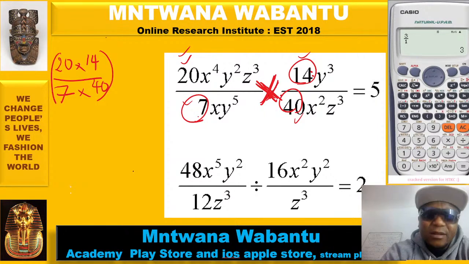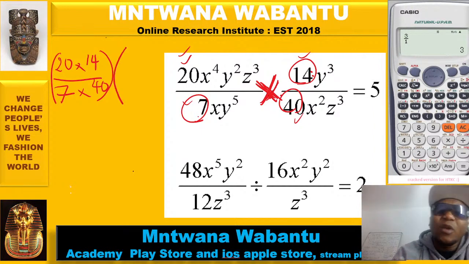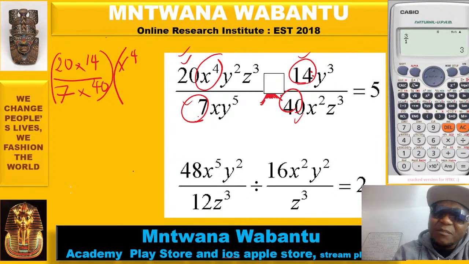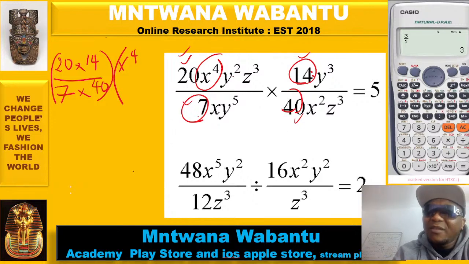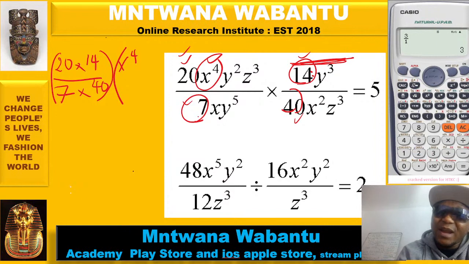Now I go to the letters. Let's say letter X. So I'm going to write my letter X. What's my letter X? X power 4. Multiplication, because here you see they give you multiplication right there. Do you have a letter X here? We only have this X. Do you have an X here? No X here, so we don't write anything there.